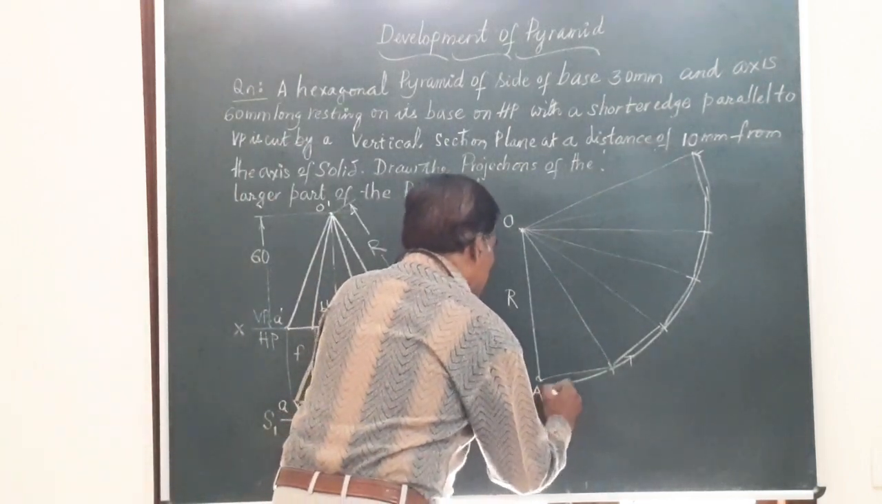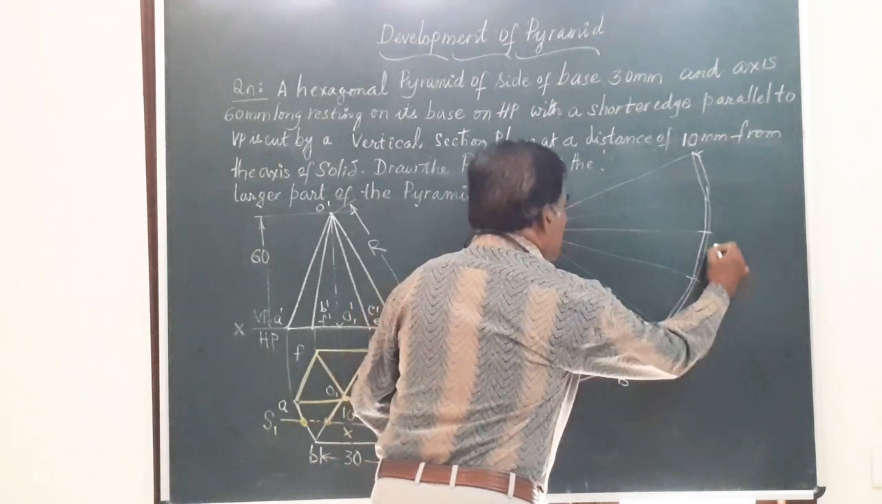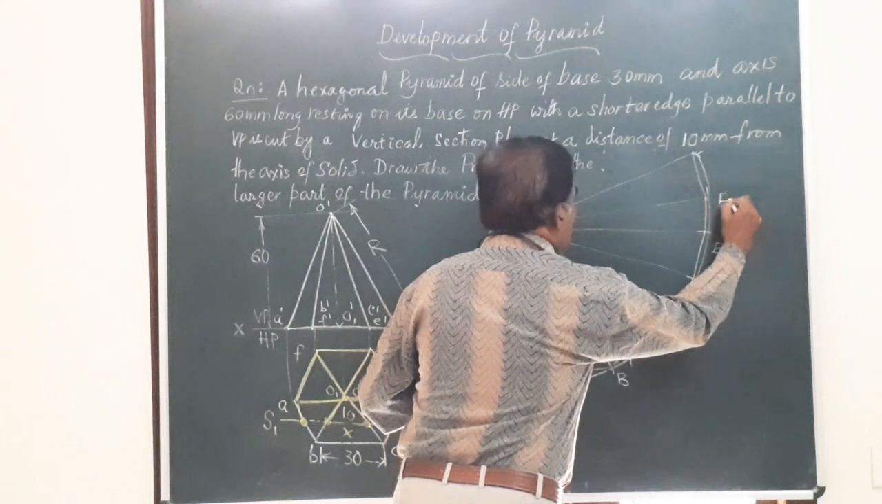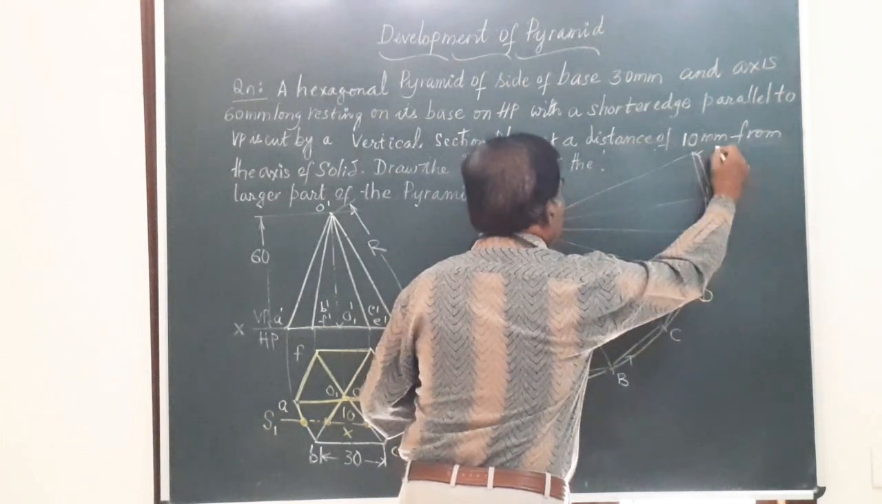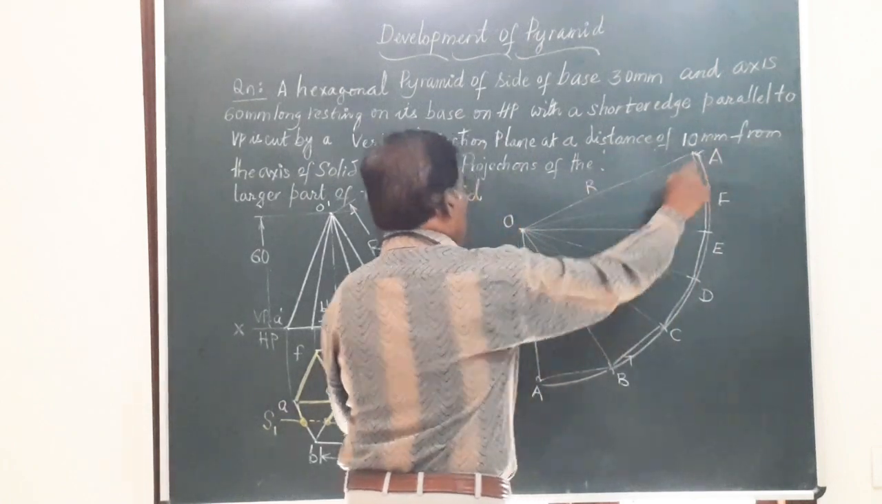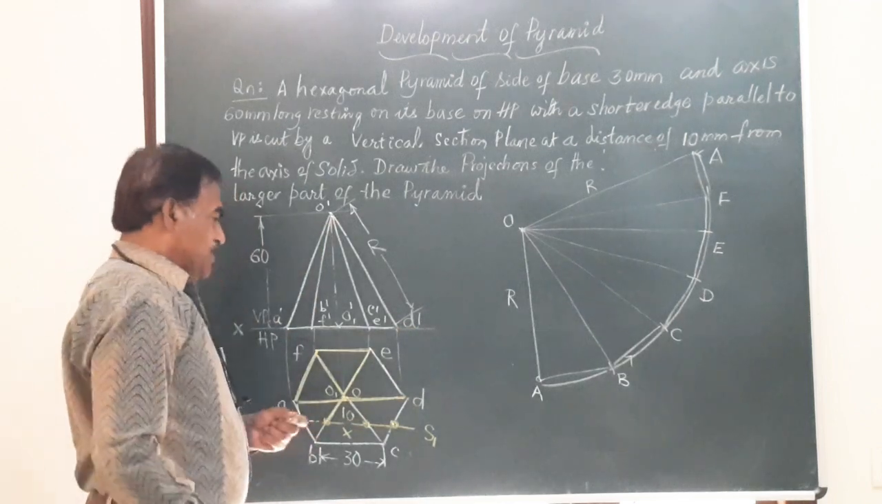So this is A, this is B, C, D, E, F, and this is A again. And this is also again R. This length is equal to R. You should know that. That R is the same as this slant edge.